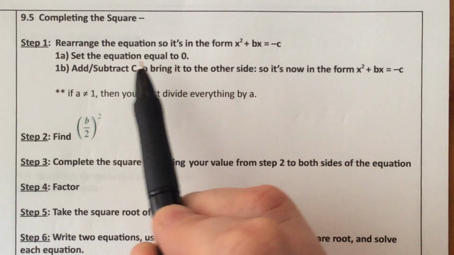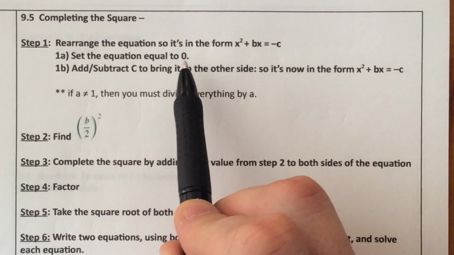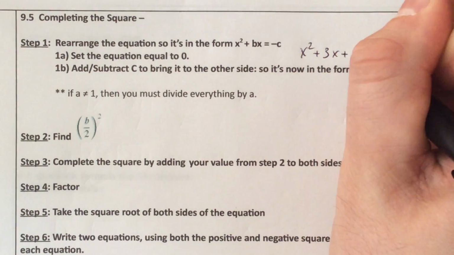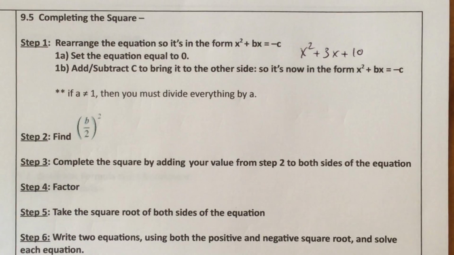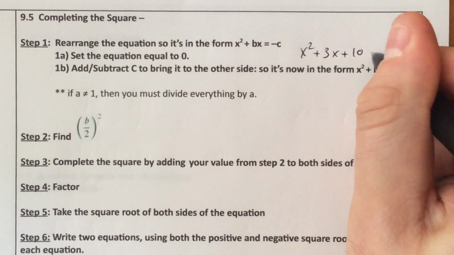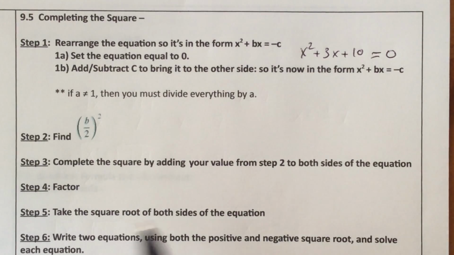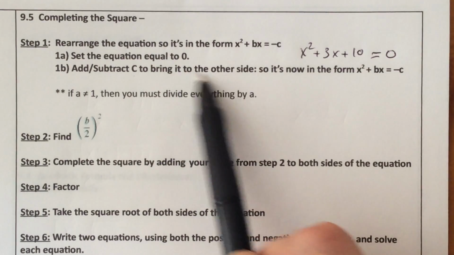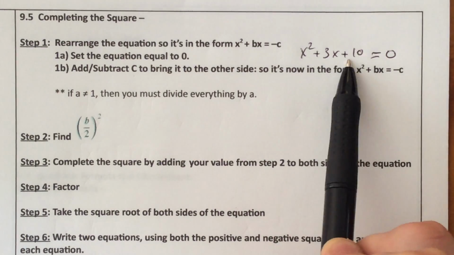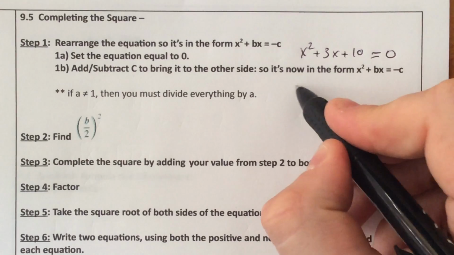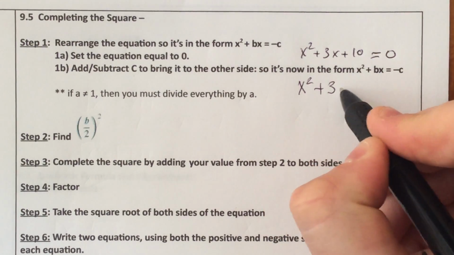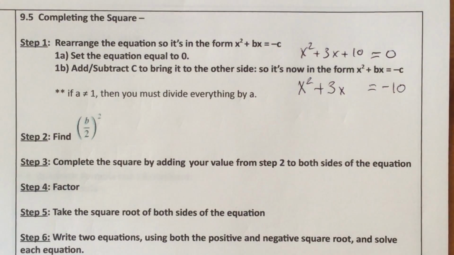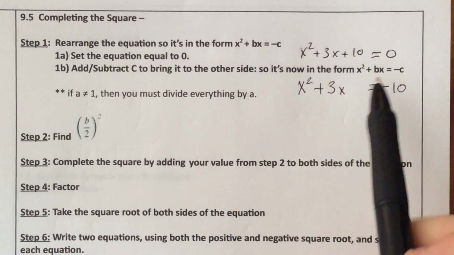So to get that, you're going to take your original equation and set it equal to 0. So if it was, say, x squared plus 3x plus 10, and I'm just going to set it equal to 0. Okay, second, I'm going to subtract c, which is this 10, to bring it to the other side. So I'm subtracting because it's the opposite of that. So if I were to do that, I'd have x squared plus 3x and then subtract 10. Now I have the opposite side is negative 10.